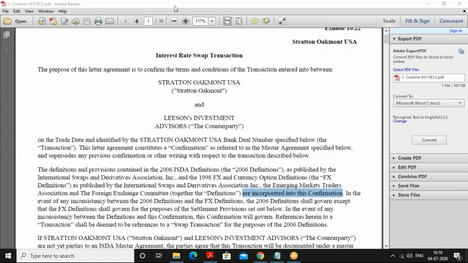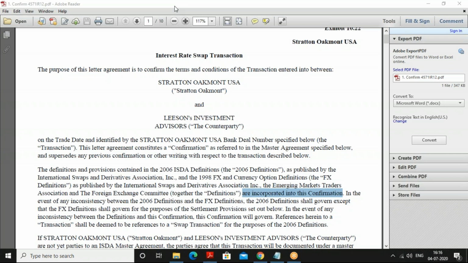Okay, it's not any random definitions. It is specifically saying, for example, this 2006 definitions. What are they? The 2006 definitions are an in-depth, step-by-step set of regulations, but that is not included here. So if you want that, you have to download it and read it.